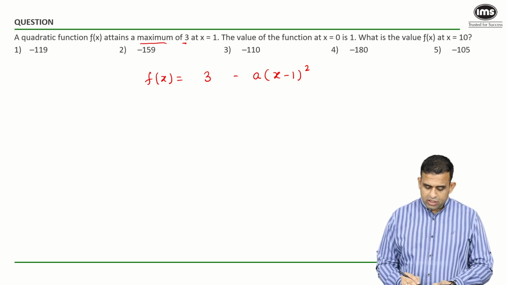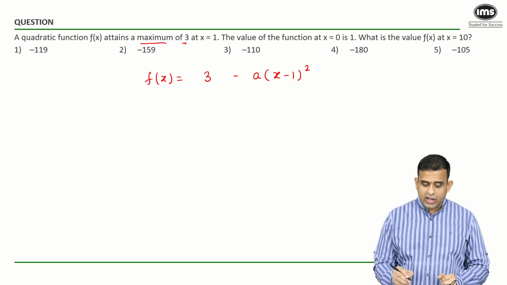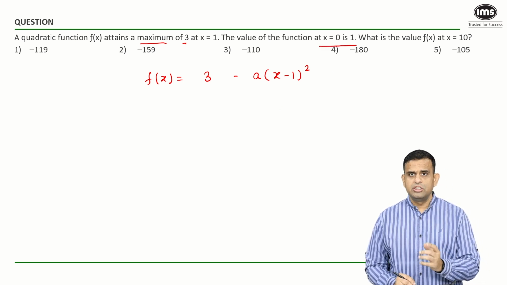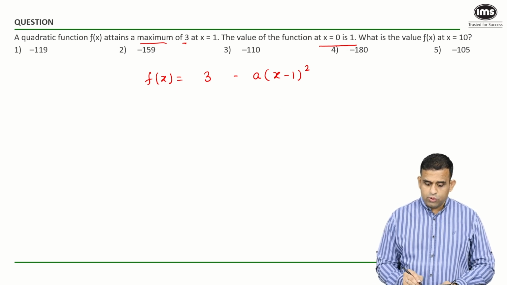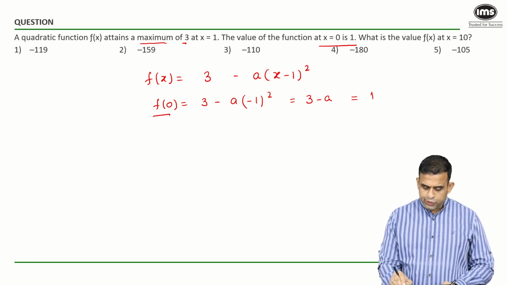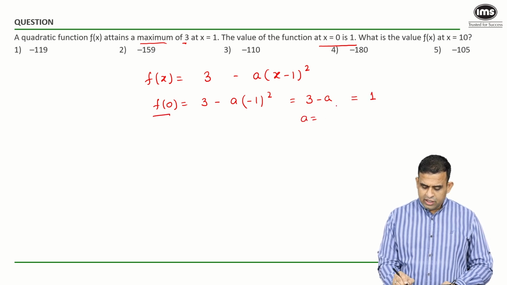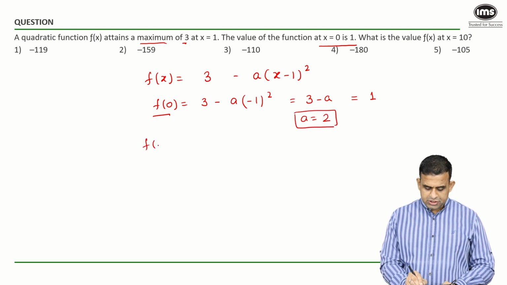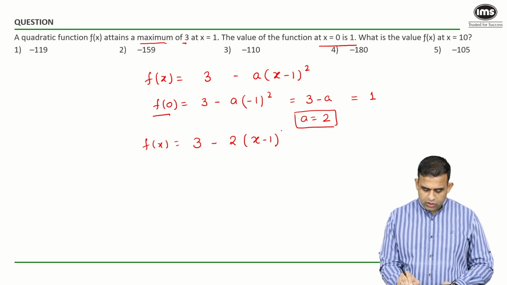So now in this particular context, to find out the value of a, we have to take the help of this result. For x equal to 0, the function happens to be 1. If I put x equal to 0, I get f of 0 to be 3 minus a. This term will become minus 1 square, which is simply 3 minus a, and this f of 0 is given to you as 1. So from there a will become equal to 2. So understand now my function f of x becomes nothing but 3 minus 2 times x minus 1 whole square.